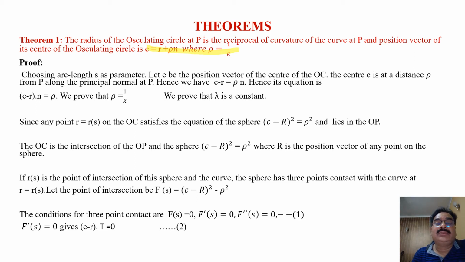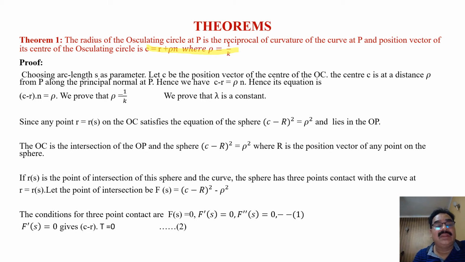For the proof, first let us consider the arc length S as parameter, and let C be the position vector of the center of the osculating circle. The center C is at a distance rho from P along the principal normal at P. Therefore, as discussed earlier, we may write C minus R is equal to rho n.